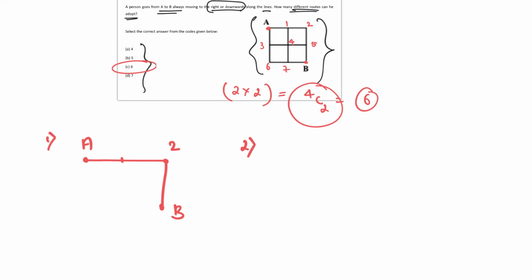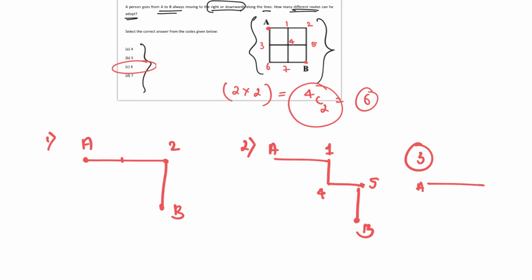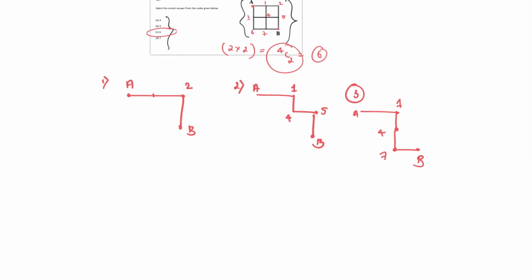The second possibility is A starting from here till the first point, he will move here, and then 4 and then 5 and then B. This is the second possibility. The third possibility is A moving from A and 1, first point, he will move here, and then from 4 he will go to 7, and 7 to B. So these are the three different possibilities.